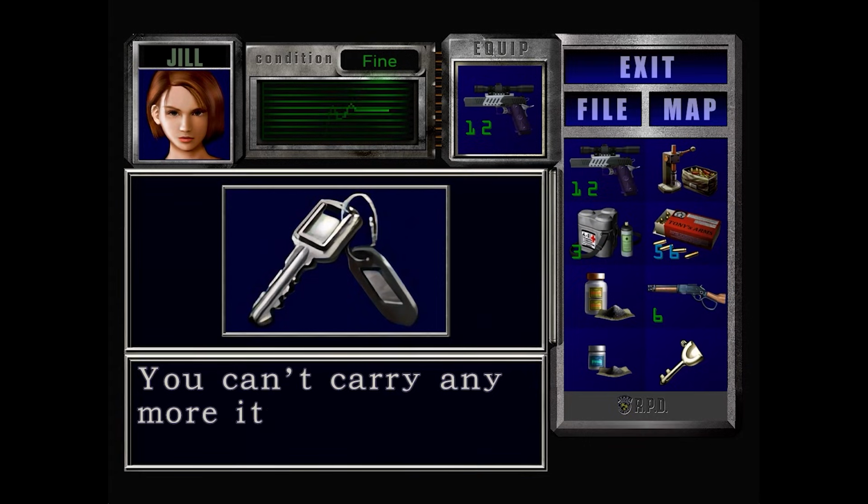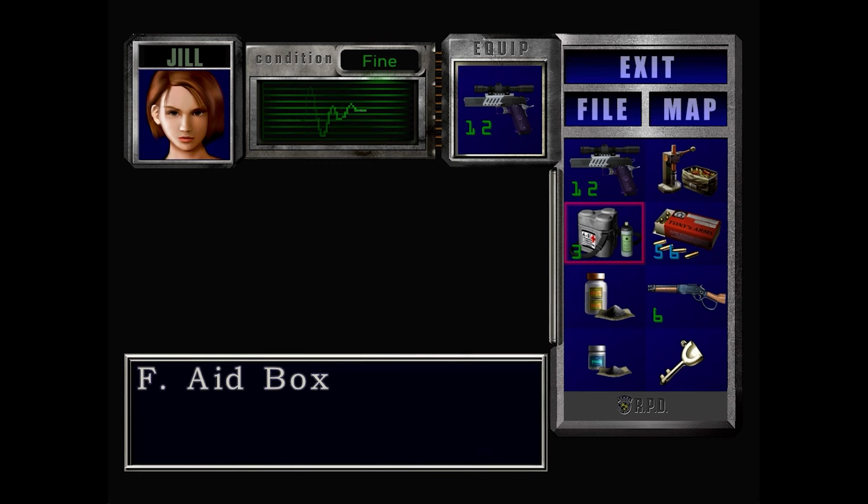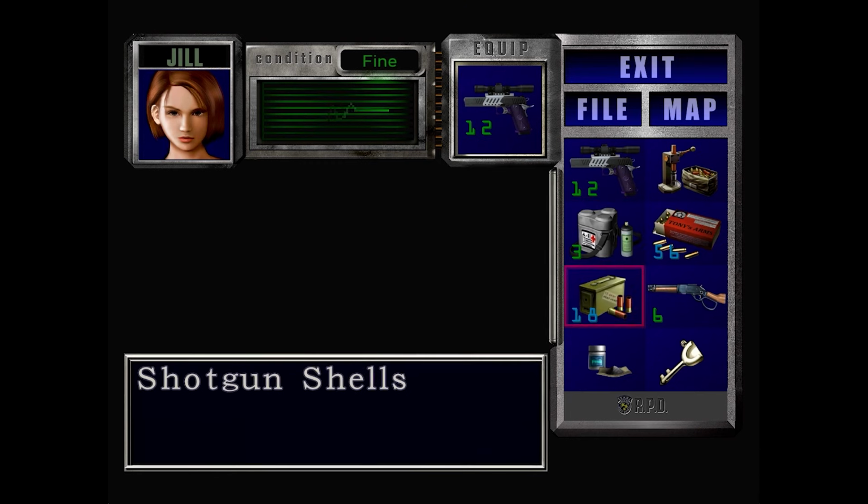But on the other hand, it's really annoying when you just can't pick up one tiny little key that you need, even though Jill could probably just put it in her bra or something.